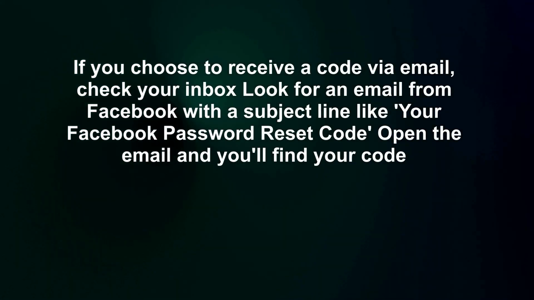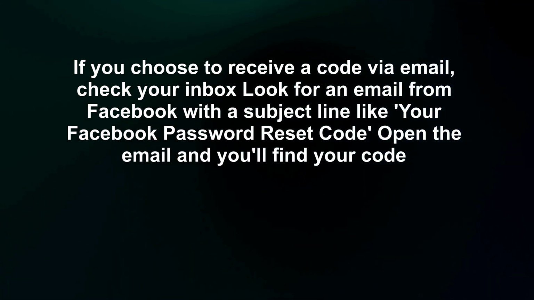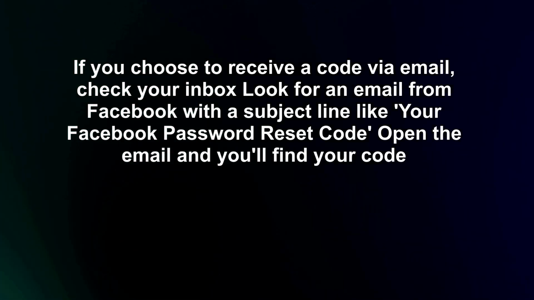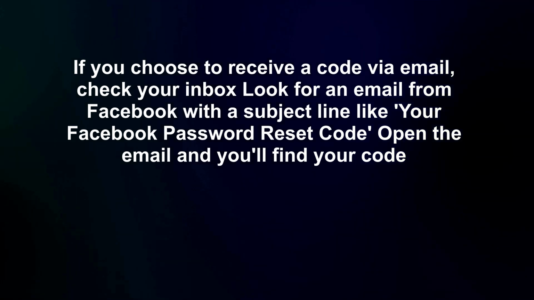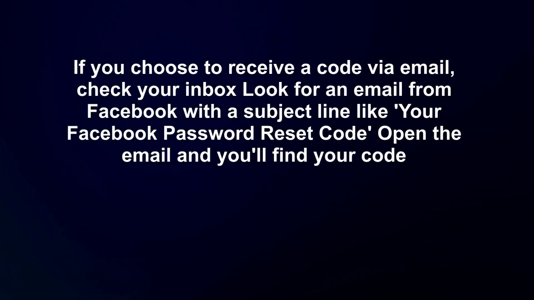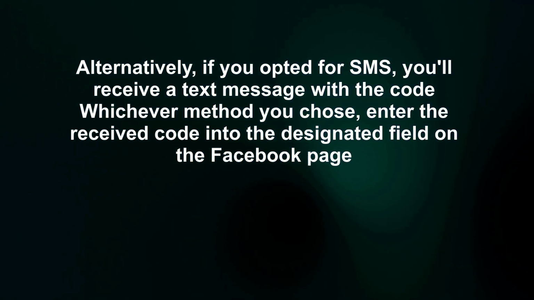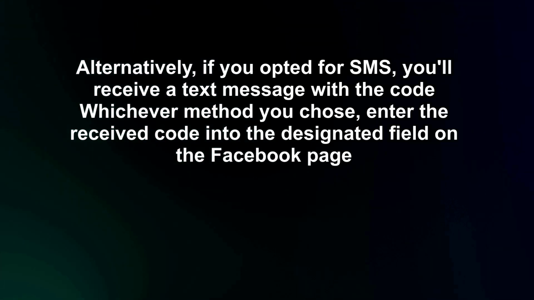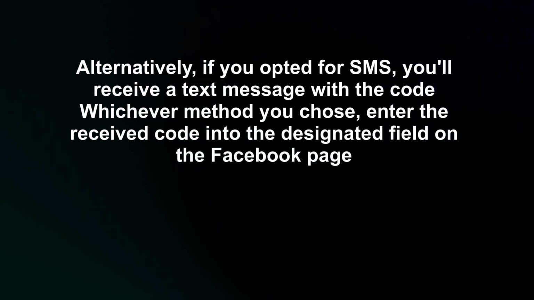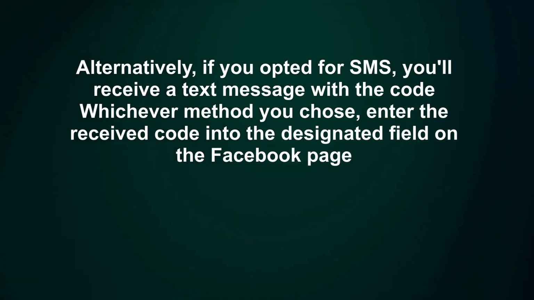If you choose to receive a code via email, check your inbox. Look for an email from Facebook with a subject line like your Facebook password reset code. Open the email and you'll find your code. Alternatively, if you opted for SMS, you'll receive a text message with the code. Whichever method you chose, enter the received code into the designated field on the Facebook page.